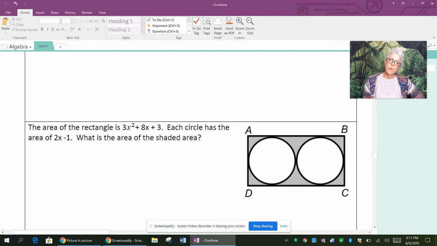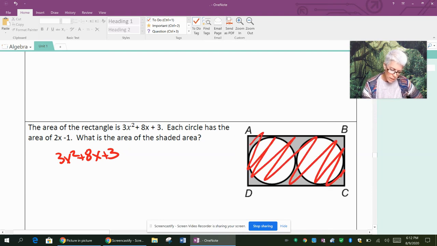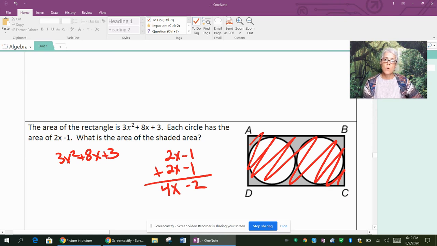Shaded and unshaded. Do you remember that? Okay, look, we have this area of a rectangle is 3x squared plus 8x plus 3. So this whole entire thing is 3x squared plus 8x plus 3. Then each circle has an area of 2x minus 1, and there's 2 of them. So I'm going to go ahead and add these up. Okay, so that's the two circles. Now note the two circles are not shaded.